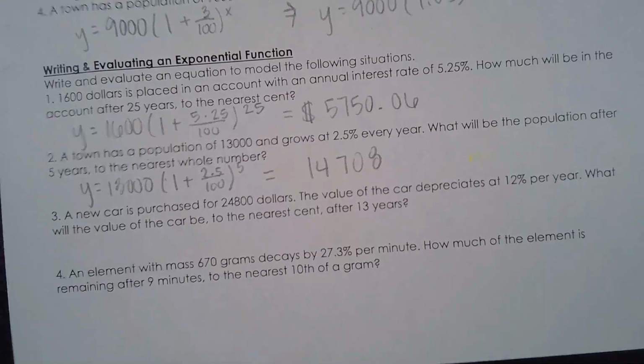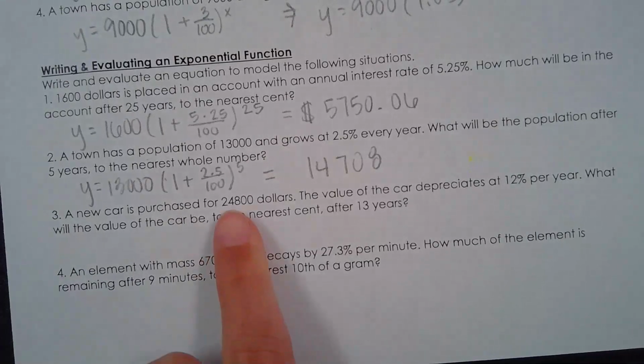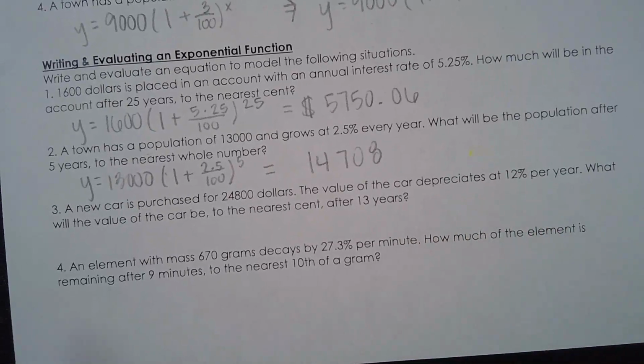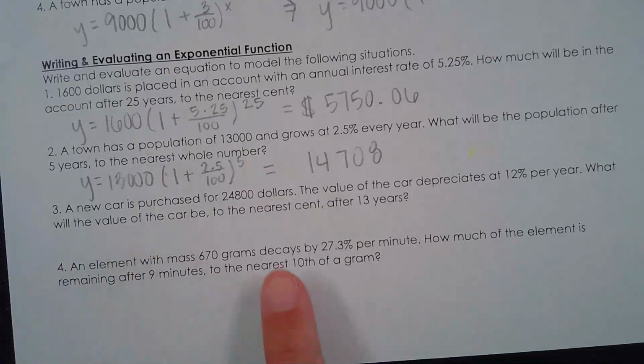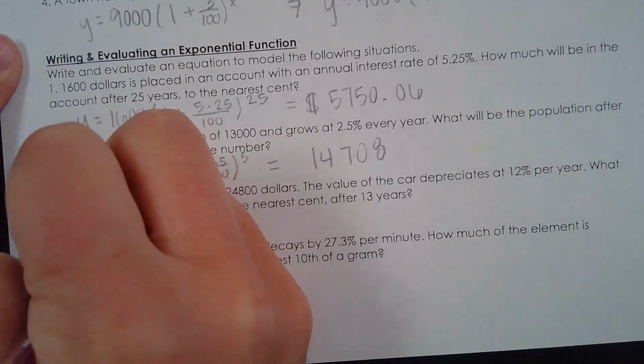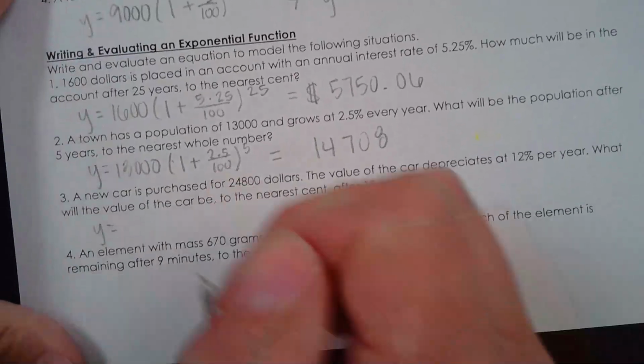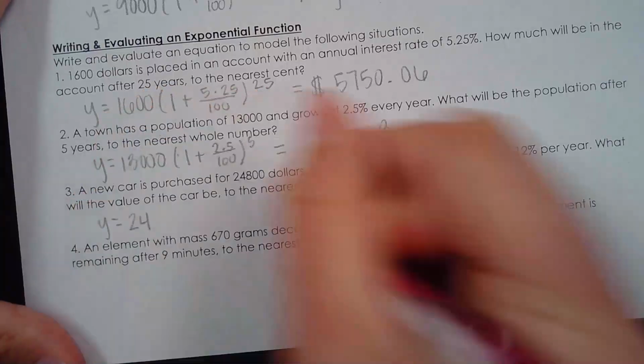Alrighty. The next one is a new car is purchased for this much money. The value of the car depreciates at 12% per year. What will be the value of the car to the nearest cent after 13 years? So we're going to start with our y equals as always. And then we need that a value, the starting amount. Landon, what's the starting amount this time? 24,800. Yeah, that big number. So the 24800, right?